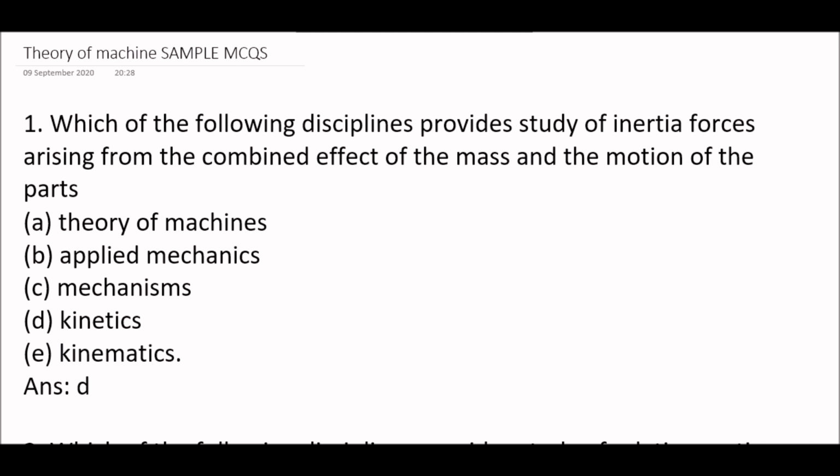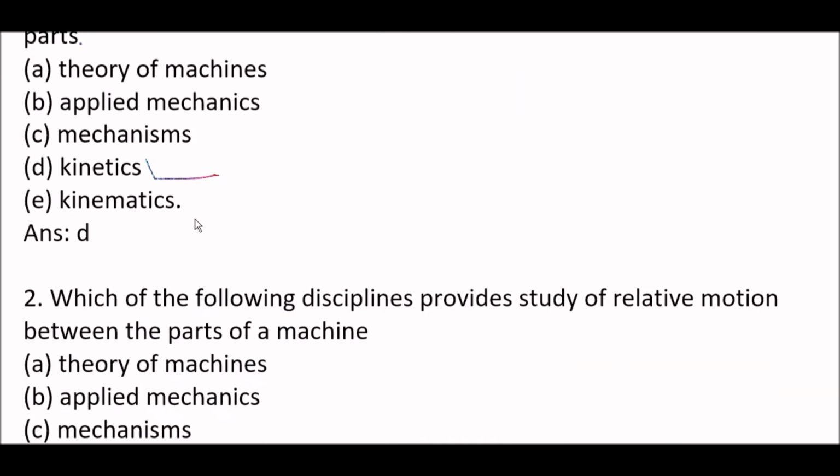Okay, so let's proceed. In this, your first question is, which of the following disciplines provides a study of inertia forces arising from the combined effect of the mass and the motion of the parts? Option A, theory of machine. Option B, applied mechanics. Option C, mechanism. Option D, kinetics. Option E, kinematics. Okay, so here the right answer is option D, kinetics. So kinetics disciplines provide a study of inertia forces arising from the combined effect of the mass and the motion of the parts. Okay, next question.